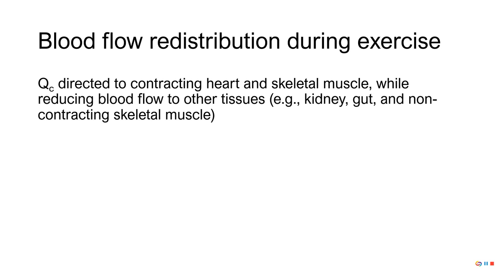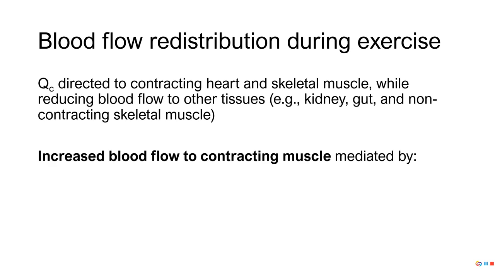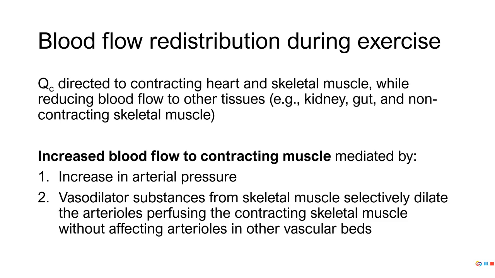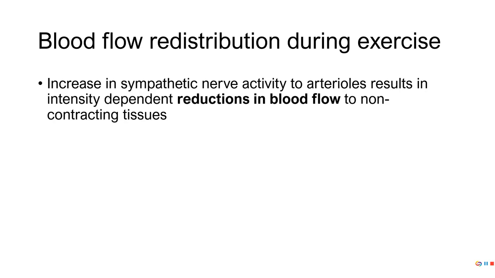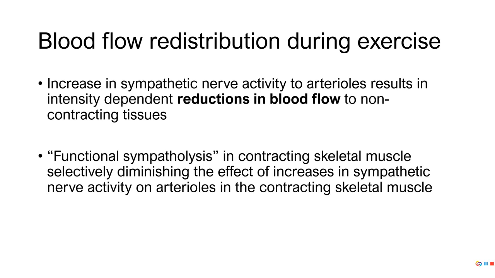And we're decreasing it everywhere else. We do this by increasing arterial pressure, and then we vasodilate blood flow to our muscle, and then vasoconstrict everywhere else. So this is just kind of a recap. We increase that sympathetic activity, which causes vasoconstriction everywhere, but we prevent that vasoconstriction from occurring in the active muscle through functional sympatholysis.